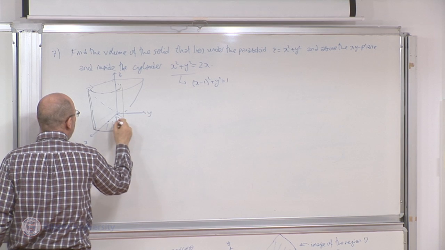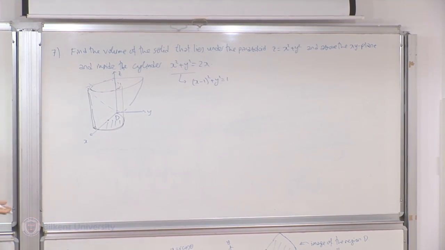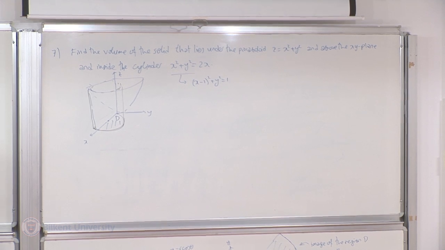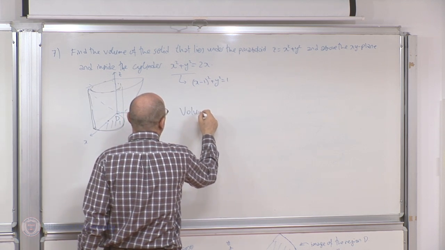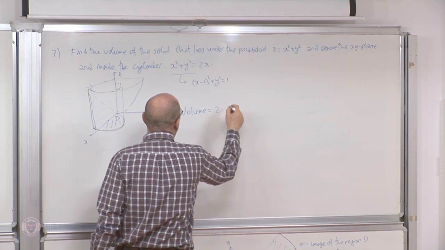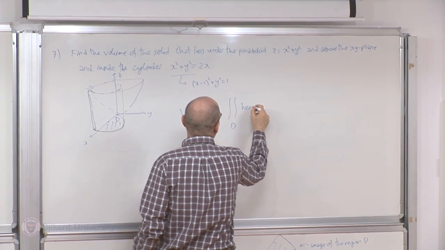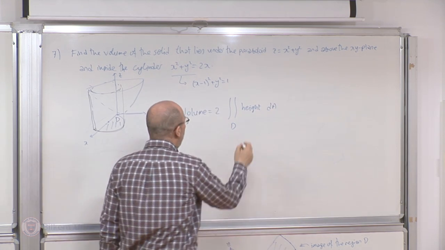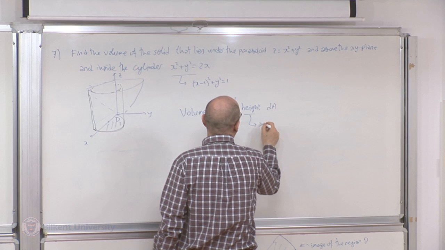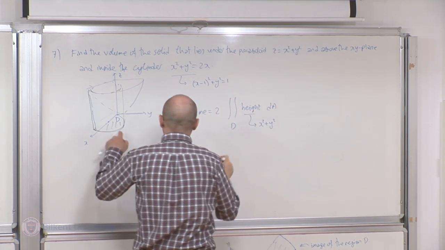So this is my region D. From the symmetry, again, if I calculate the volume above this region and then multiply it by 2, I'll obtain the volume. So volume is equal to 2 times the integral over D of height dA. Okay? So height is x squared plus y squared as given here, and D is this region.